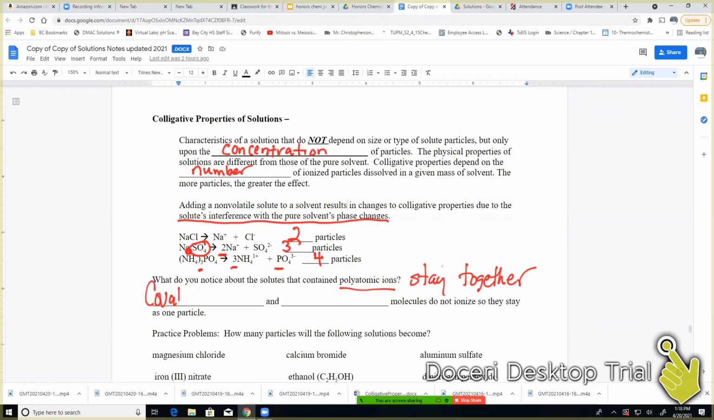Covalent compounds, remember covalent are the nonmetals, at least 2 or more nonmetals, and organic compounds. Organic compounds contain carbon. Those do not ionize at all, and they stay together as just one particle.